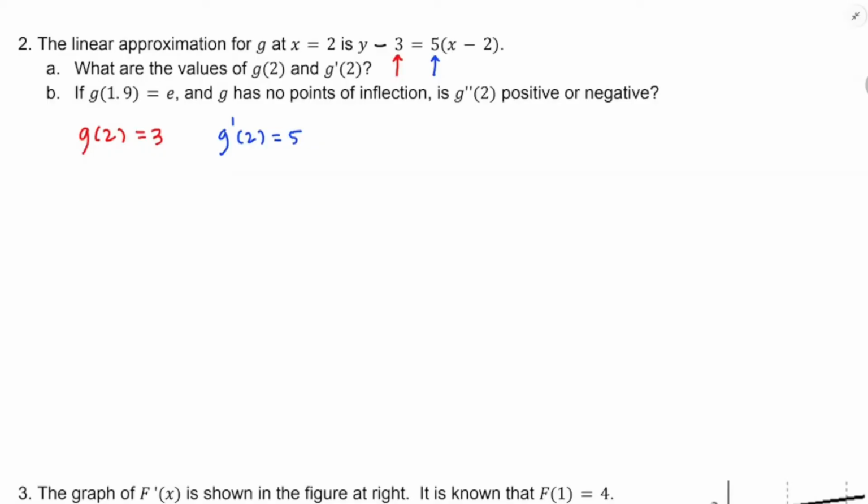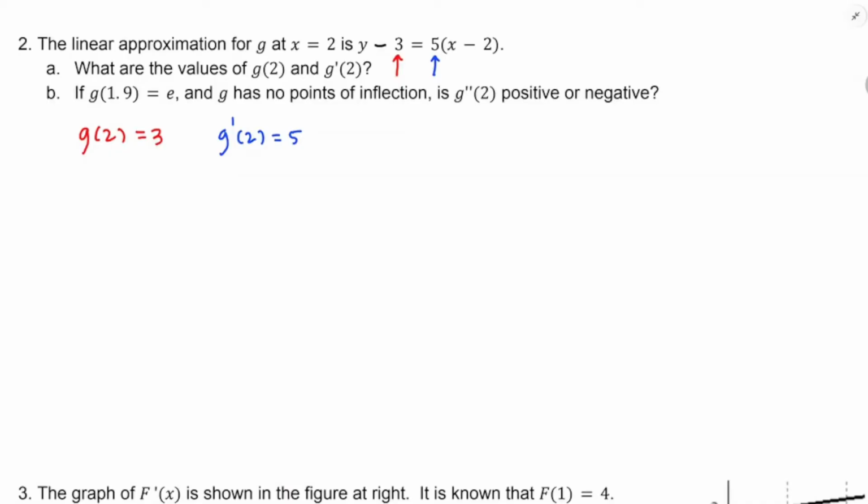Now the first run of these that I printed, I had y plus 3, but I have decided based on part B that it would make a lot more sense if I had y minus 3. So that's what I'm going to be changing it to for future iterations of this homework. Okay, so what are the values of g of 2 and g prime of 2?